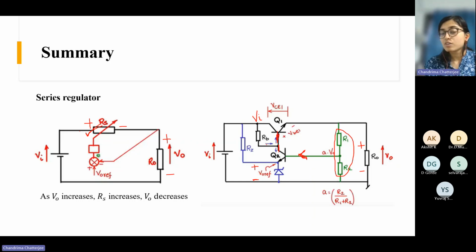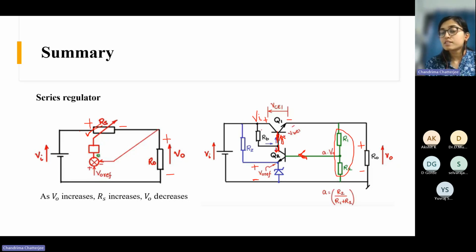Now this current is constant, right? This current is the same. Now Q2 is drawing more current, so the base drive through this BJT decreases. As the base drive through this BJT decreases, the BJT will go towards the cutoff region, and it will start to block more and more voltage. As it blocks more and more voltage, the voltage across the load will reduce, right?